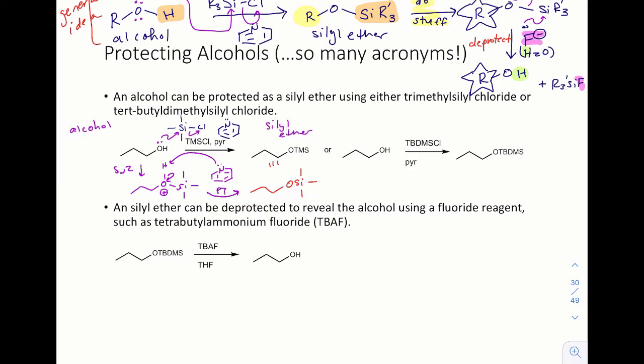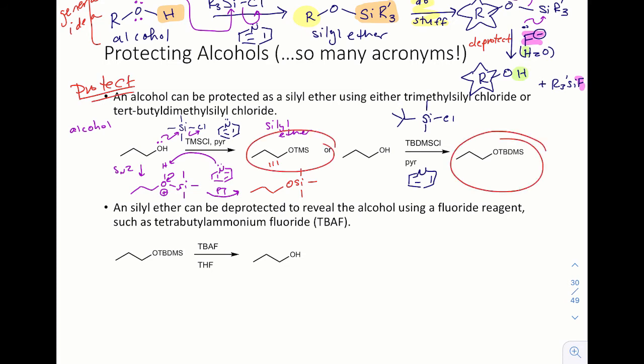Or if you use TBDMS chloride, which is just, again, a bigger silyl ether, it contains a t-butyl group. Ooh, fun, chicken foot. Dimethyl chloride, there we go. And then pyridine, you would get the TBDMS ether. Doesn't matter, pick an acronym and stick with it. So we have the protection, and once you have this silyl ether, you do stuff to the R group. And then once you're done doing stuff, you're going to deprotect.